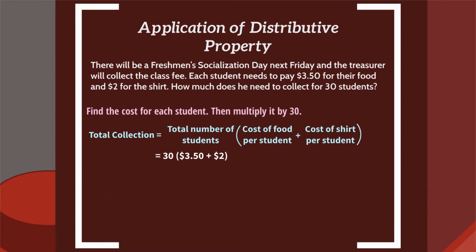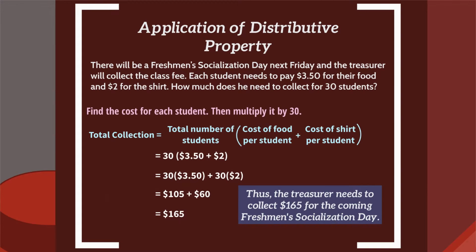We can solve this expression by applying the distributive property. We just need to distribute 30 to the expression inside the parentheses and multiply it to each of the addends. Doing so will result to the product of 30 and $3.50 plus the product of 30 and $2. Now we can proceed to the multiplication. After multiplying, we have $105 plus $60, which is equal to $165 after adding. Thus, the treasurer needs to collect a total of $165 for the coming freshman socialization day.